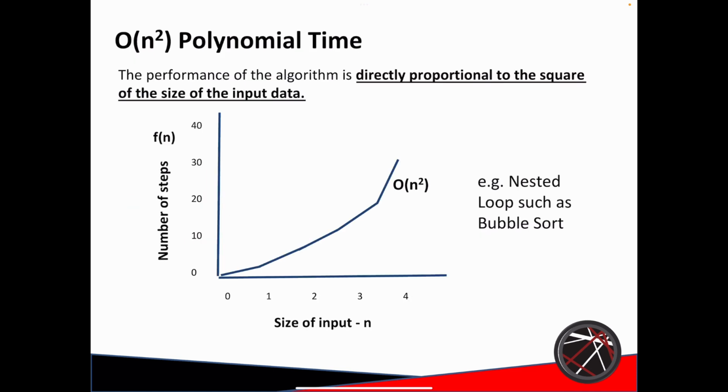Our polynomial time is where we're increasing in relation to the size of the data, but it's also one of these things where this is quite costly now. You can see that the curve is increasing, particularly as the data gets larger, the data set gets larger. And a bubble sort is a very good example of this.